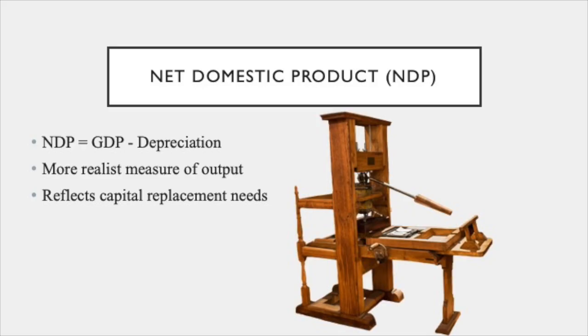NDP is useful because it gives policymakers and economists a clearer picture of how much the economy is really growing, beyond just keeping the machines running. It helps us separate maintenance from true growth, which is crucial when planning for investment, saving, or economic policy. Take this point away with you. Net domestic product tells us how much we can consume without reducing our ability to produce in the future. By subtracting depreciation from GDP, we see how much output is truly new after replacing worn out capital.